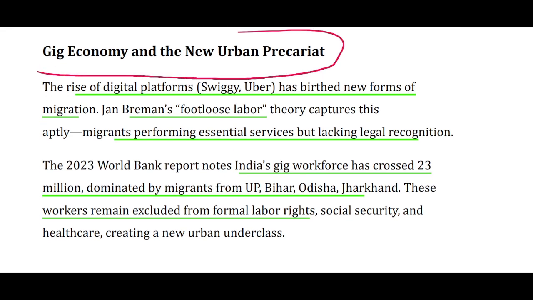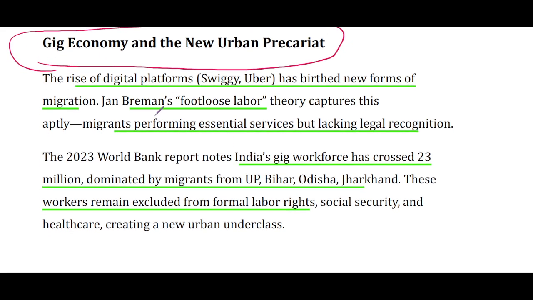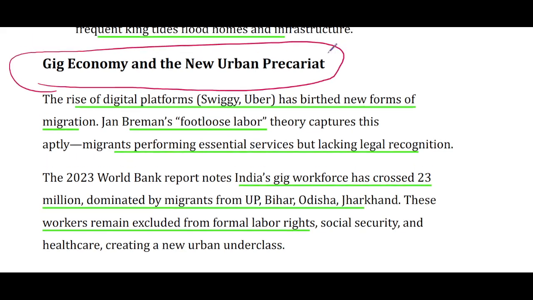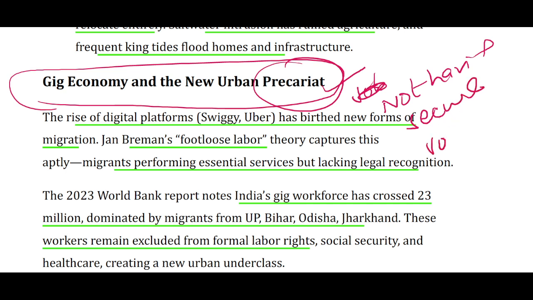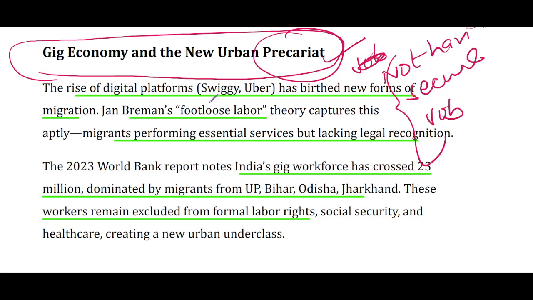The next issue is about the gig economy and the new urban precariat. So precariat, the word, means having job insecurity, or in other words, not having secure jobs, not having predictable jobs. So you can call it job insecurity or job unpredictability.